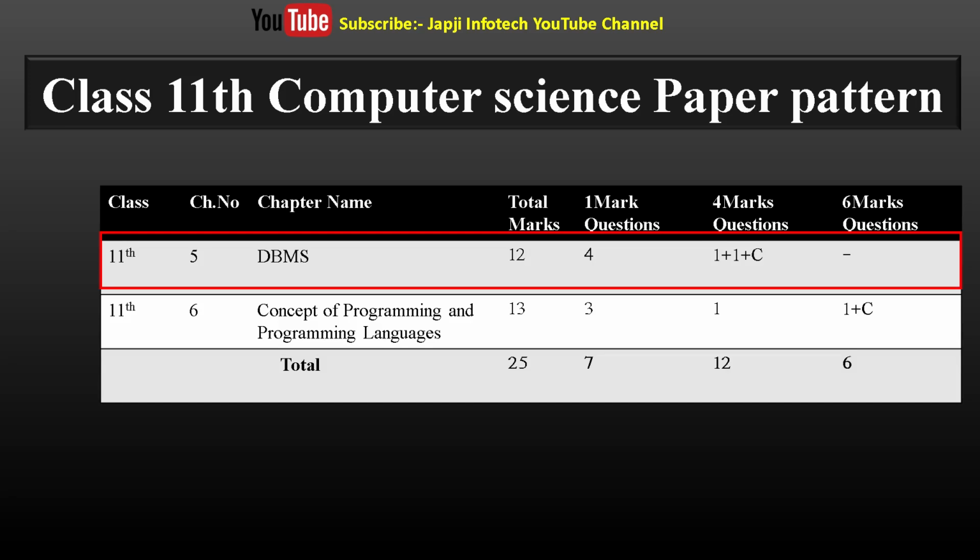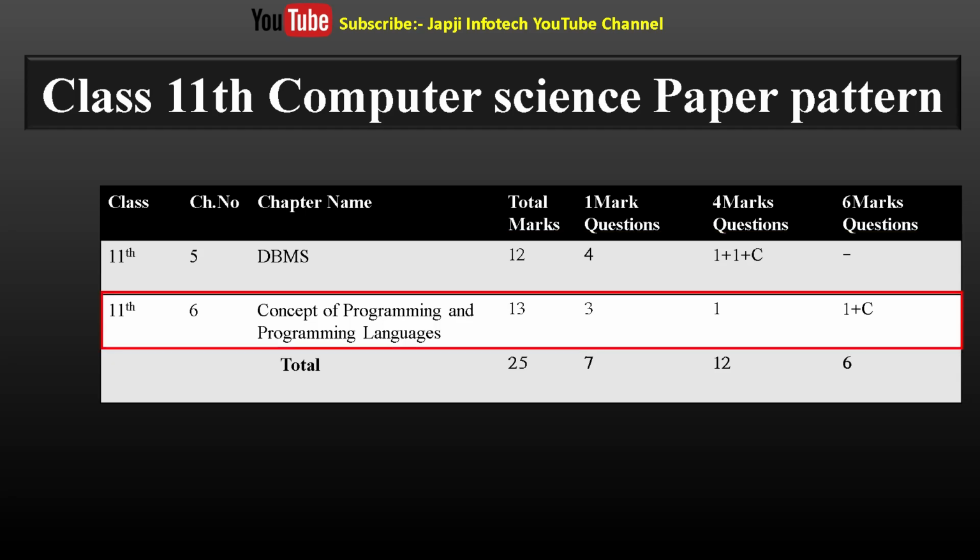First of all, we take a look at the paper pattern of class 11, subject Computer Science. A paper of a total of 12 marks will appear from class 11, lesson 5, DBMS, which will have 4 questions of 1 mark, 3 questions of 4 marks and 1 choice question, and no question of 6 marks will come from this lesson.